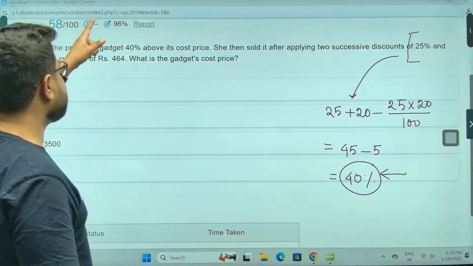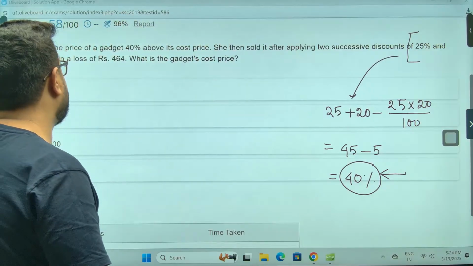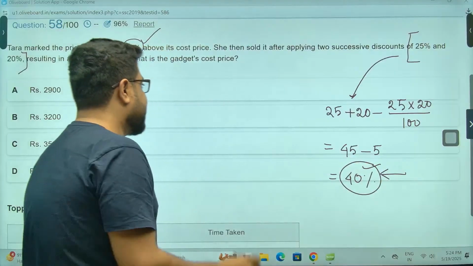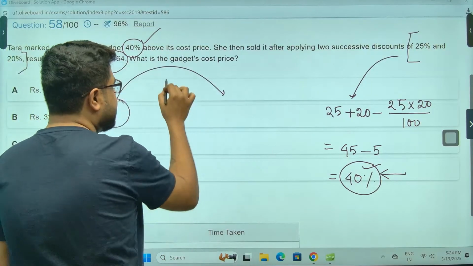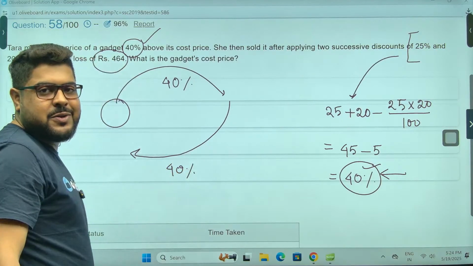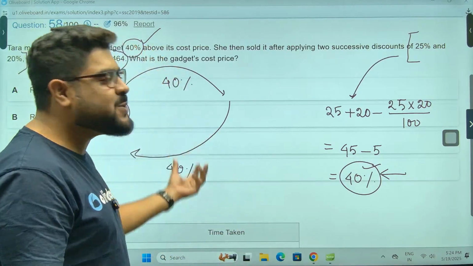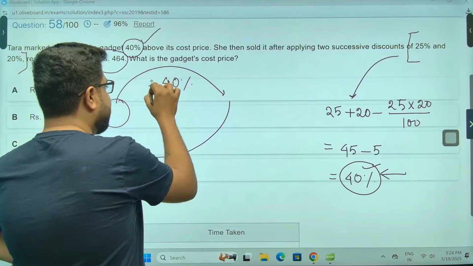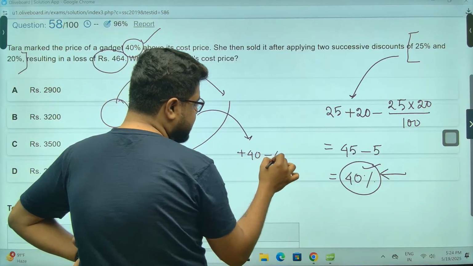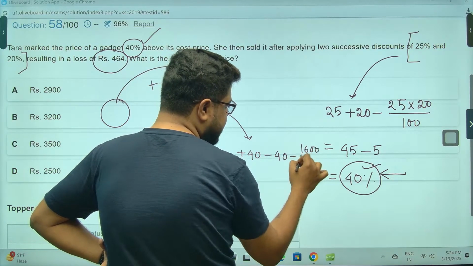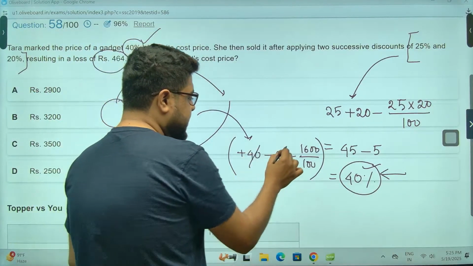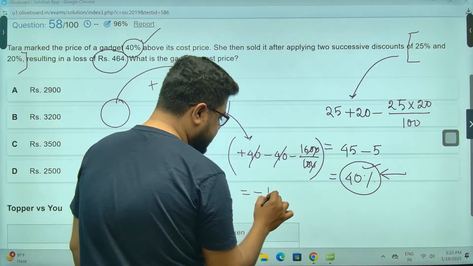Now, 40% above cost price, then 40% discount. If these two values are the same, you see, one value 40% above, then again 40% below. So net loss will be there, sir. Here also you can use AB theorem. So plus 40 minus 40, you can check. It is always minus x square by 100. So plus 40 minus 40 gives minus 1600 by 100, sir. Why I have written this? 40 into 40, so this thing cancels, double zero, double zero. So this is minus 16%.